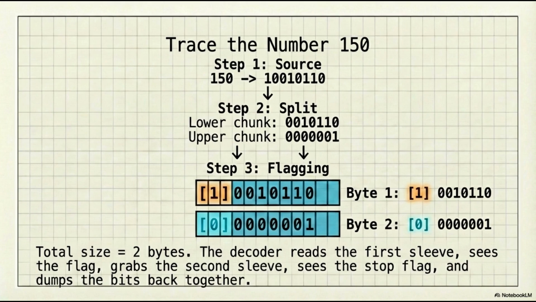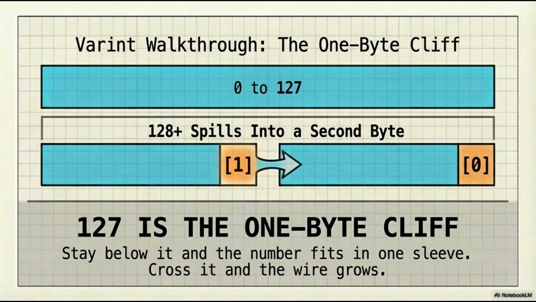Then you take your remaining coins, the upper chunk, which fits easily into the second sleeve. And since there are no more coins left in your stack, you do not put a red sticker on this one. You set that highest bit to 0. So the second byte gets the upper chunk with a 0 flag, making it 00000001. Total size, 2 bytes. The decoder reads the first sleeve, sees the sticker, reads the second sleeve, sees no sticker, and stops. Then it just dumps the coins out and recombines them into the number 150.